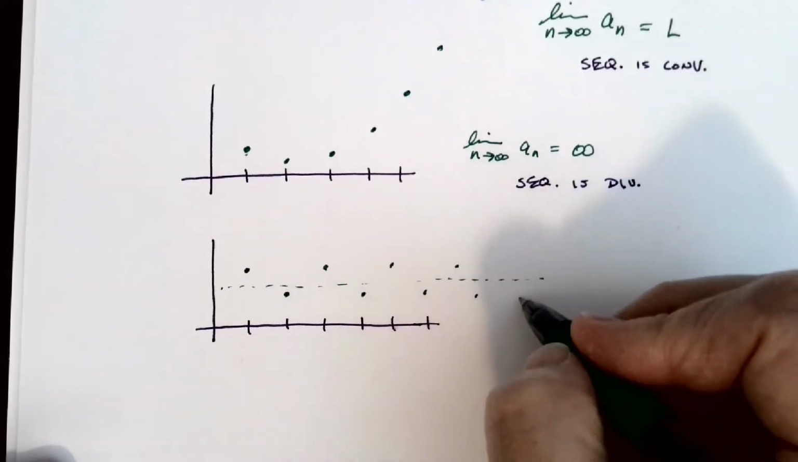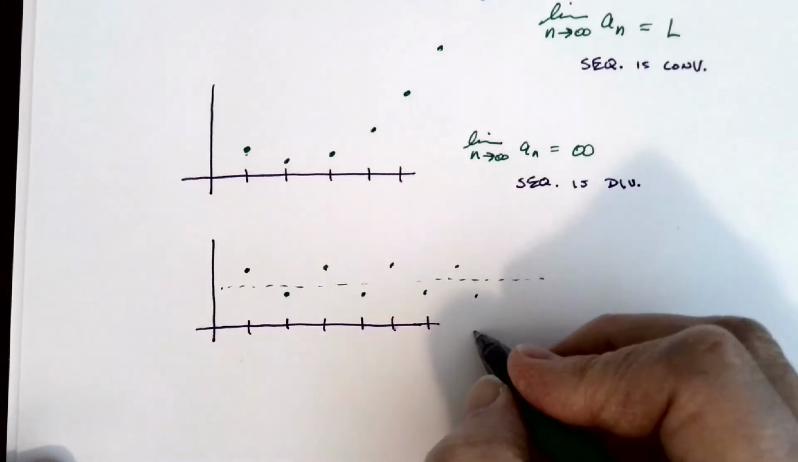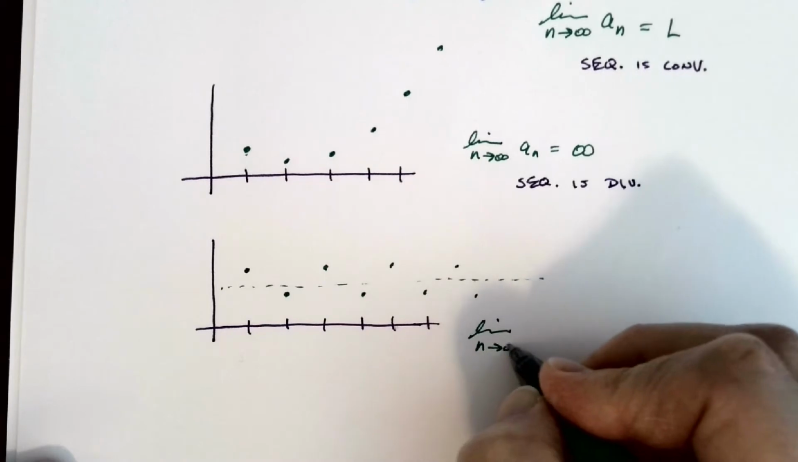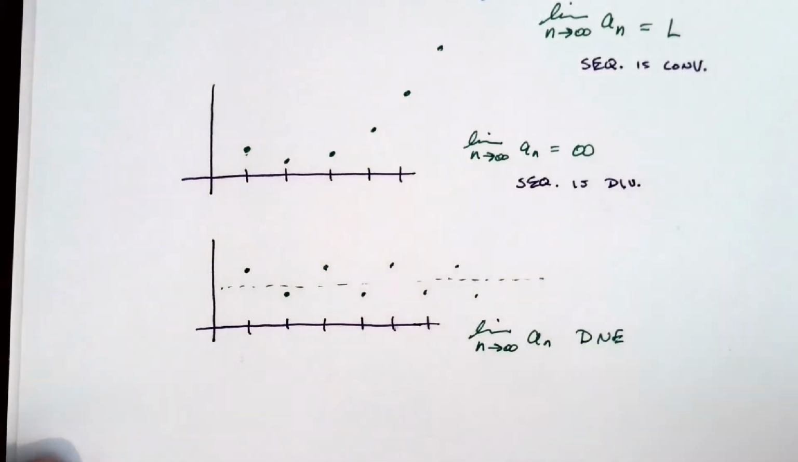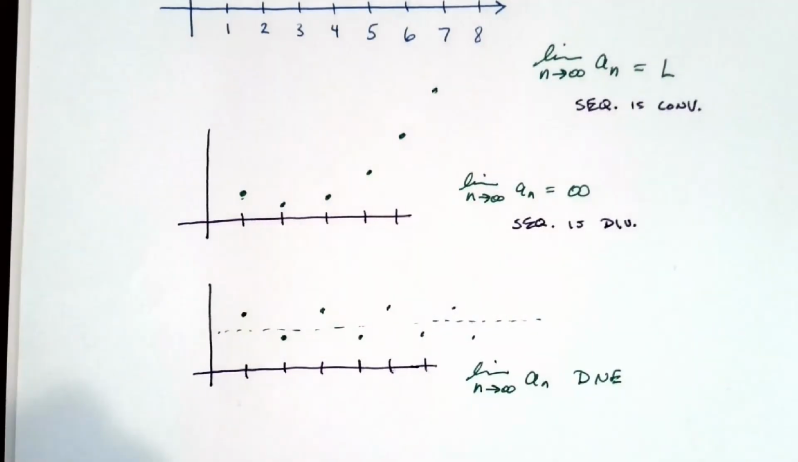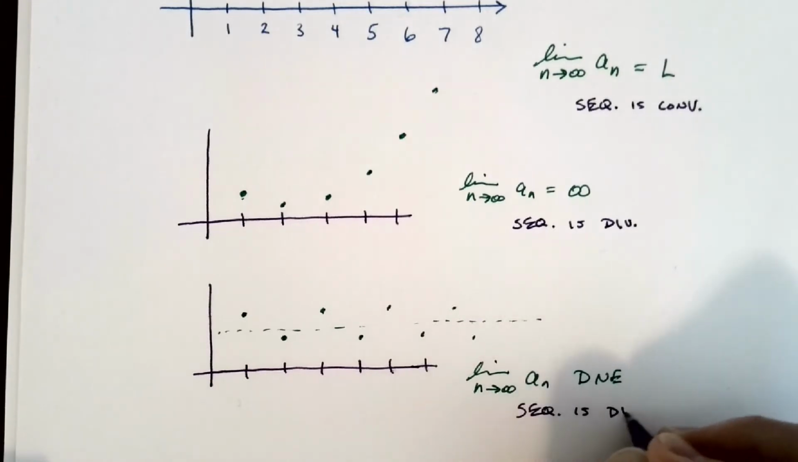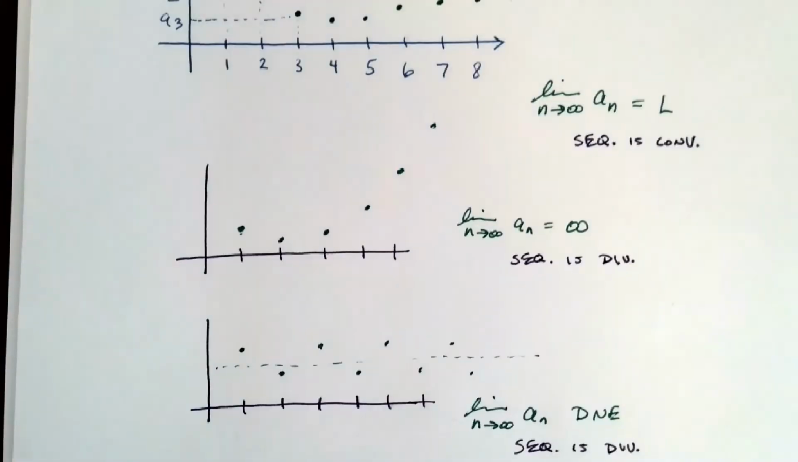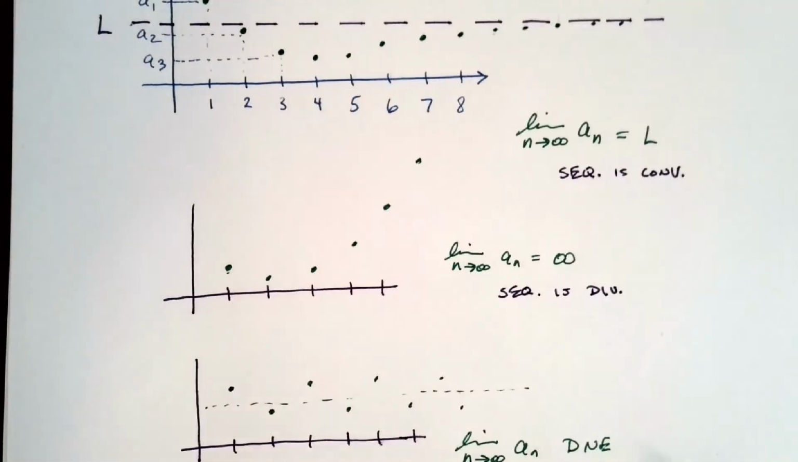We're never settling down. The sequence of terms just bounces back and forth between 2 and 4. In that case, we would say the limit as n goes to infinity of a sub n does not exist. The limit doesn't even exist. And again, in this case the sequence is divergent. So we need to determine the behavior of the sequence as n goes to infinity.